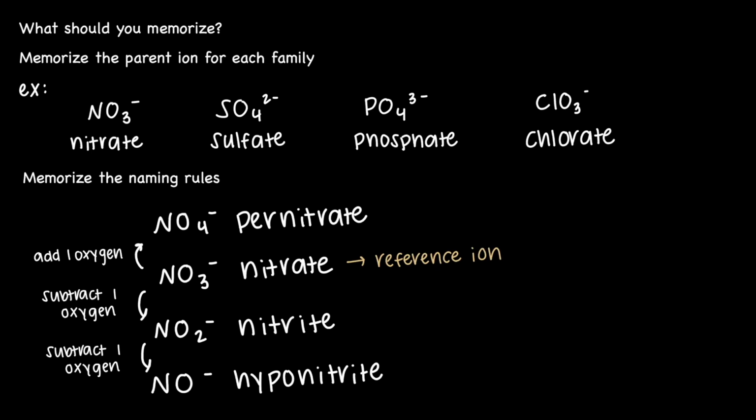So what should you actually memorize? Memorize the parent ion for each family. For example, nitrate, sulfate, phosphate, chlorate. Then memorize the naming rules. Ate is your reference ion. Ite has one fewer oxygen. Hypo has one fewer oxygen than ite. Per has one more oxygen than ate.